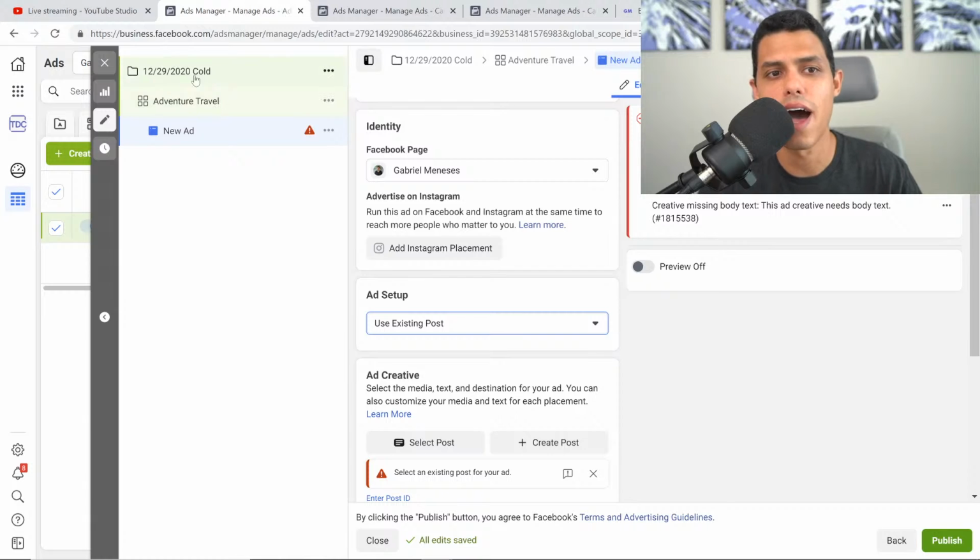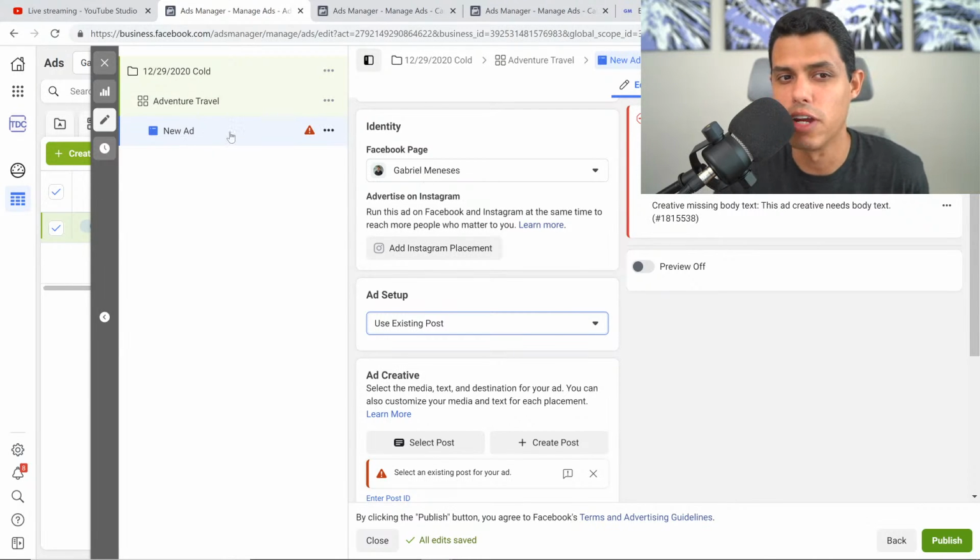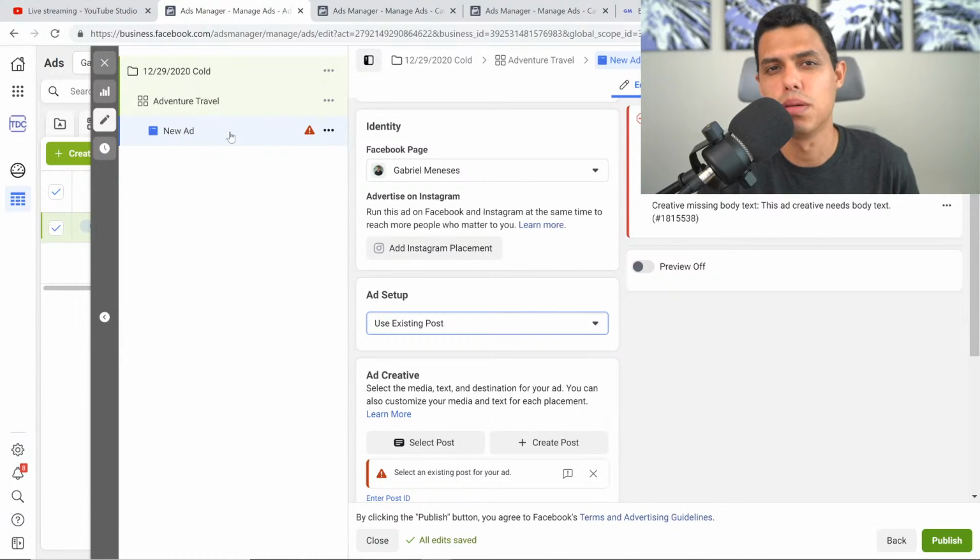So after this, you'll have at the end one conversions campaign. You'll have 5 different ad sets. For this one, we have adventure travel, then hiking, then 5 different interests, and then each interest will have the same ad. Okay, so my recommendation is that you start with 2 different variations of the ads, and then you start optimizing from there.